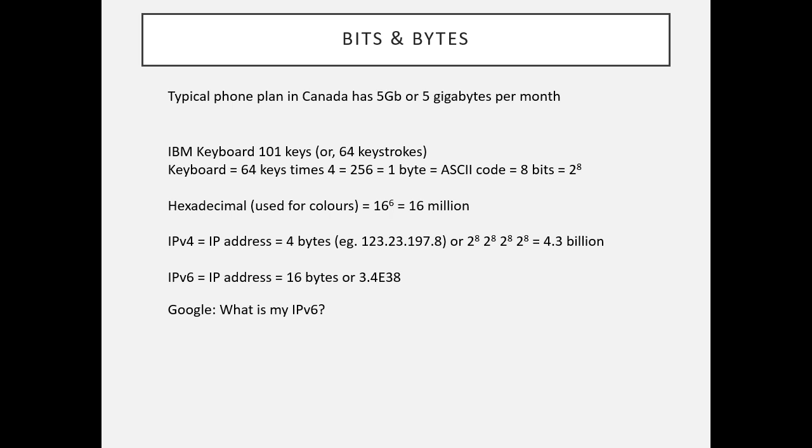I think the typical song, an MP3 song, is about 3 megabytes, so it's about 3 million keystrokes. The reason for its being much bigger is because the sound is a little bit more complex than text. Text files are very short. We looked at this before. Hexadecimal, used for colors, it's about 16 million.